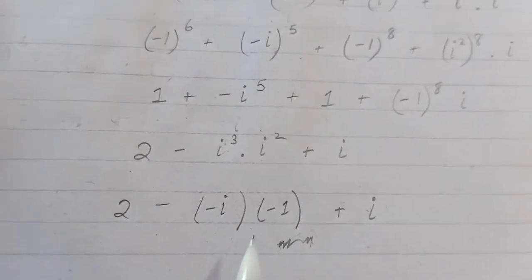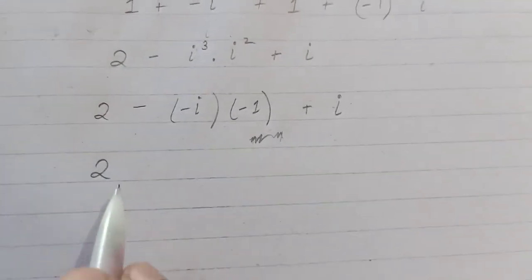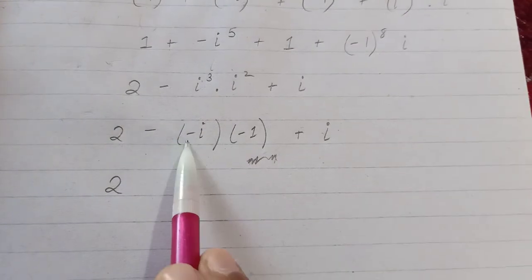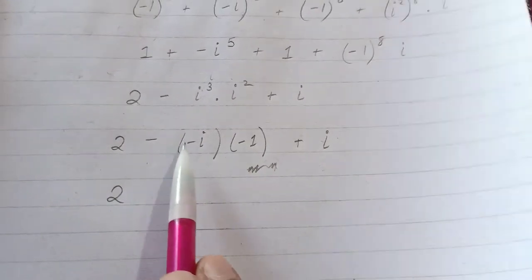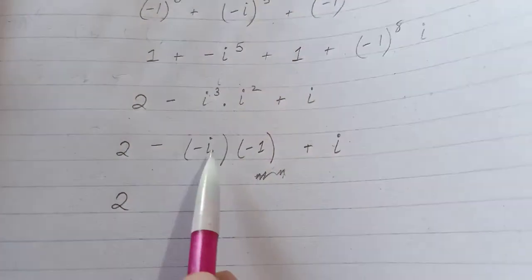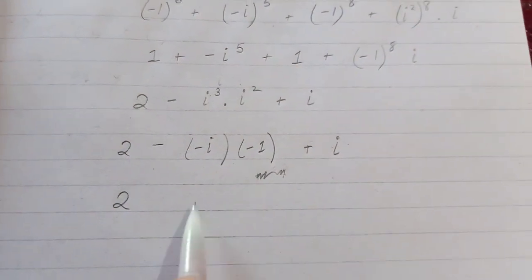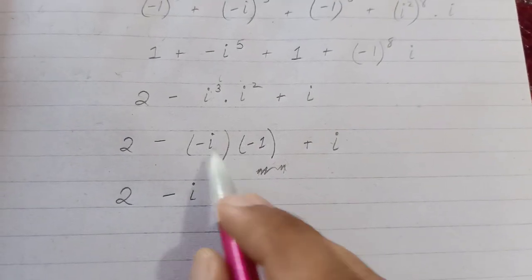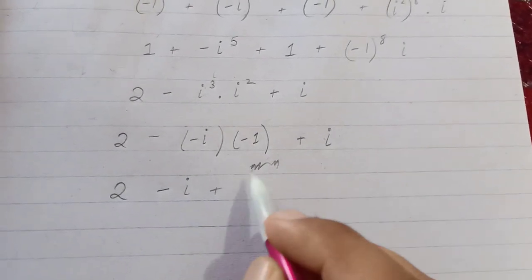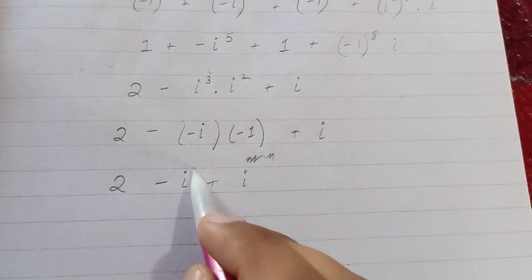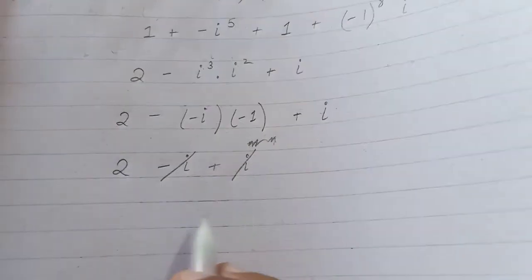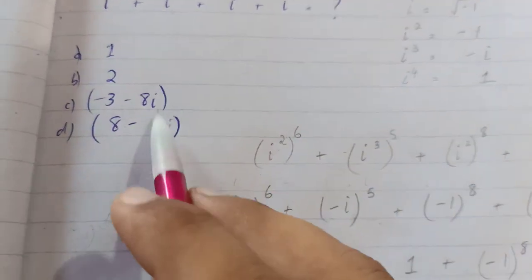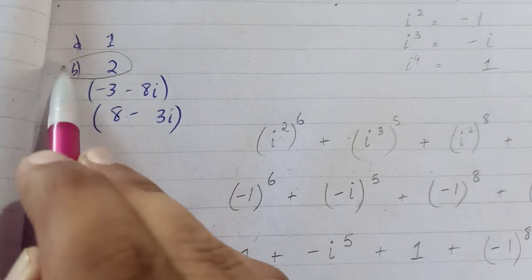Now 2, I have written 2 here, same. Now minus multiplied by minus will make it positive, and then positive multiplied by minus will make it minus again. So it will be minus iota, this whole term, and plus iota, this one. We can cancel both of them, and the answer is 2. So the final answer to this question is 2, option B.